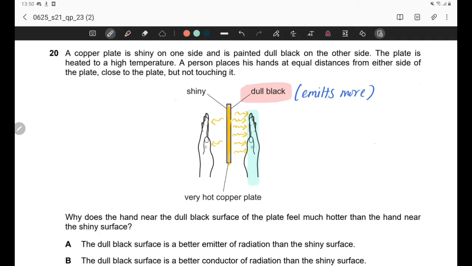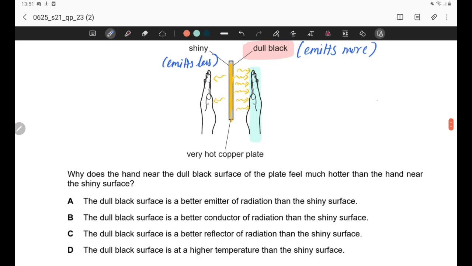So the shiny surface emits less heat energy or heat waves. That is a property. Now we can see the options. Option A says the dull black surface is a better emitter of radiation than the shiny surface. Yes, that is a correct answer. Anyway, we can see the other options.